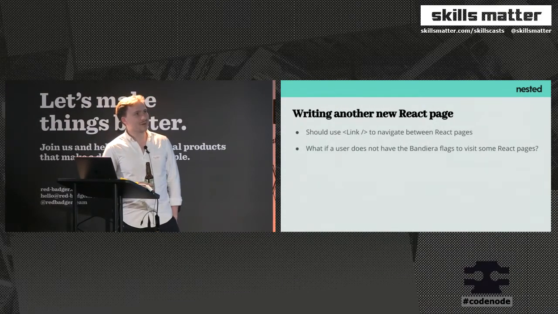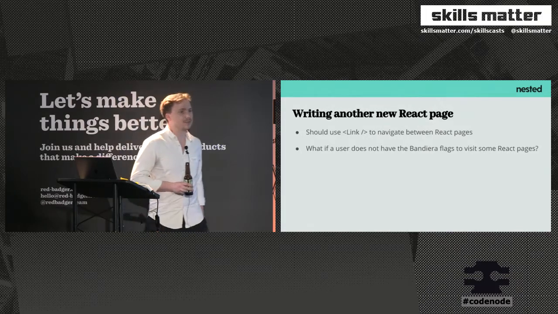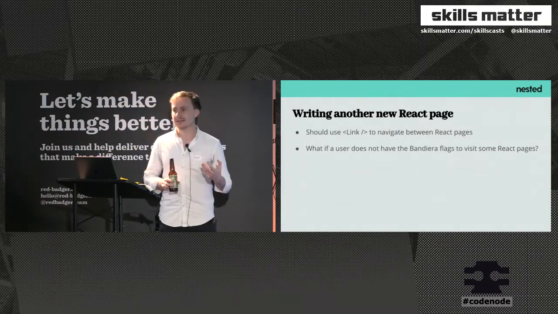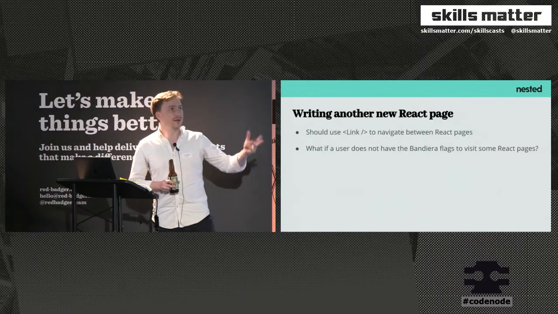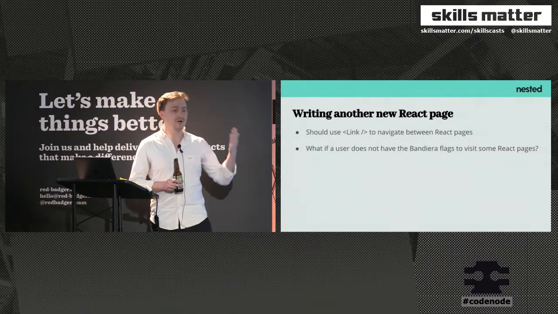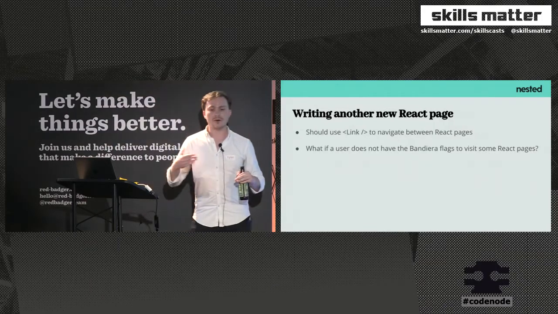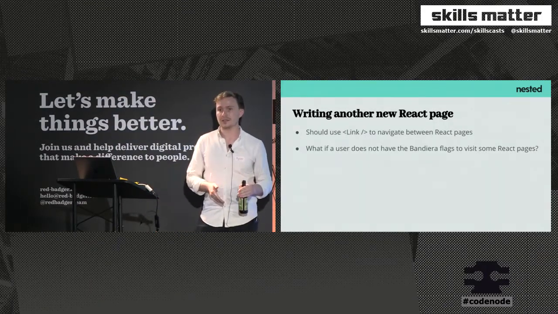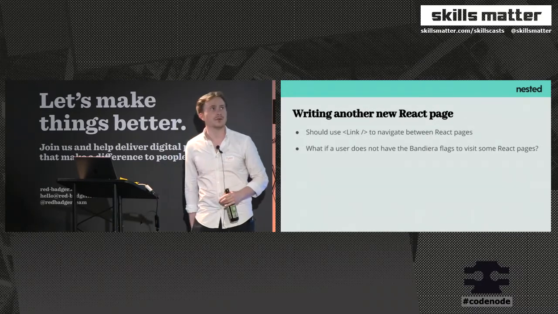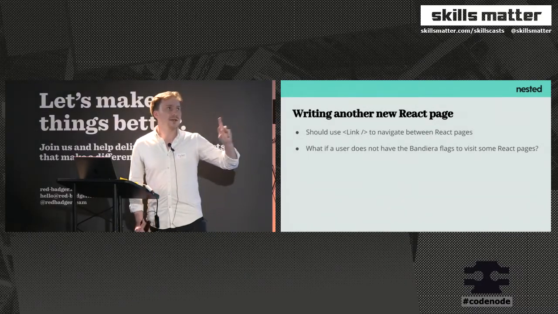So what you end up with is this interesting possibility where a user might be able to visit a React page that they're not actually supposed to see. So if we just go ahead and say, right, we've got a home page written in React, we've got a how it works page written in React, we only want half our users to see the home page, and we also want an independent half to see the how it works page. How do I link between those two?